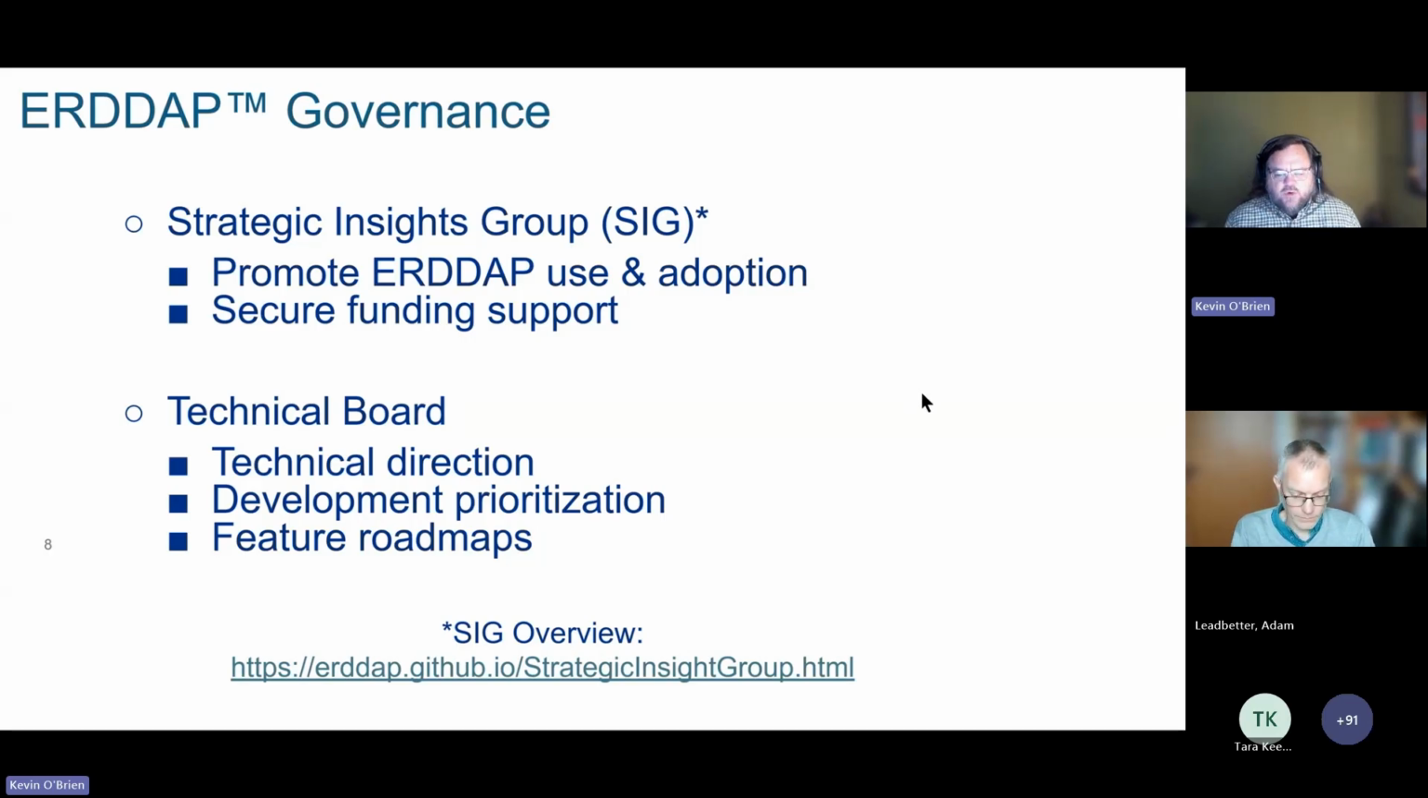There's also a technical board, and this is chaired by Chris, and it has several members, 4 or 5 members at this point, and they meet, I believe it's monthly, to talk about the technical direction of ERDDAP, what is the priority for new development, and what do future roadmaps look like. These are things that never really happened in the past, so it's really great to have this interaction with the community. These technical board meetings are open to the public for those that may want to sit and listen in, and you can see a little bit more information about the groups there at the GitHub link.